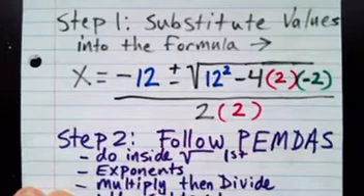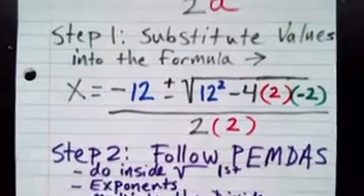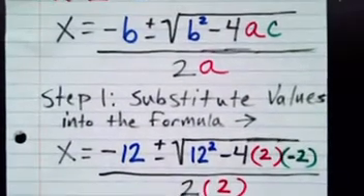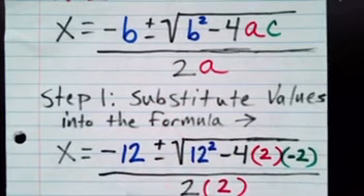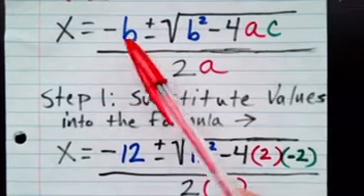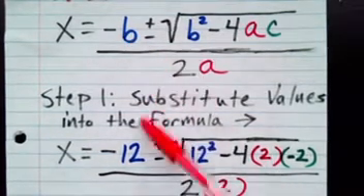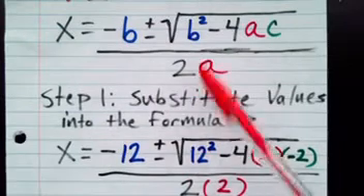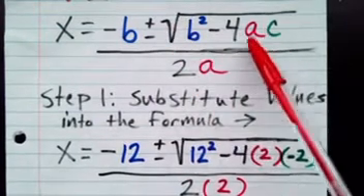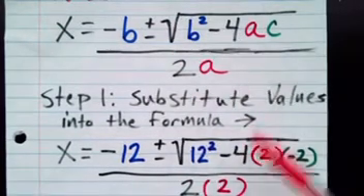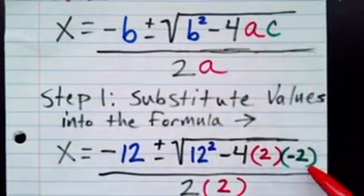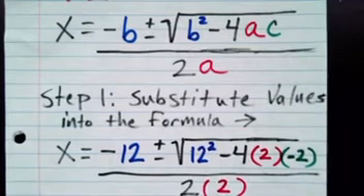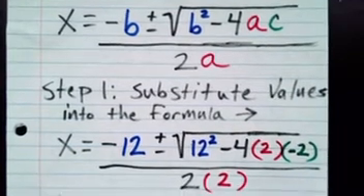So our b value was 12, right? I'd like to actually show you both of these here. And again, this is a video, you can rewind it if you need to look at those values again. Our b value was 12, so I'm going to substitute 12 everywhere I see b. Our a value was 2, so I'm going to substitute a 2 everywhere I see a in the formula. And our c value was a negative 2, so I'll substitute negative 2 for c. I wanted you to see that here.